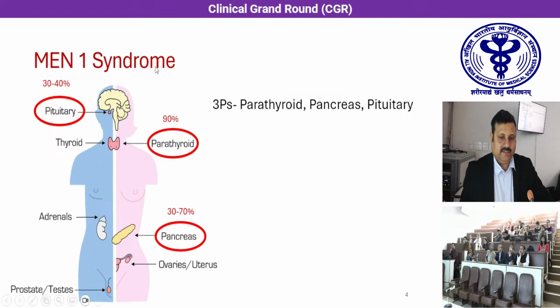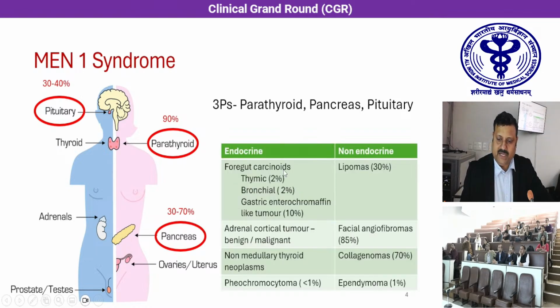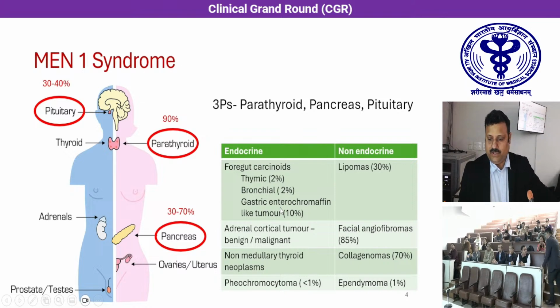So in MEN 1, which is the commonest one, in endocrine diseases, we have pituitary, parathyroid and pancreas. And apart from that, we can have carcinoids in various locations, adrenal cortical tumors, non-medullary thyroid neoplasms and pheochromocytomas. And in non-endocrine, lipomas, angiomas and collagenomas. So these are the various associations. And interestingly, the death here occurs because of carcinoids or pancreatic endocrine carcinomas, PENEC.